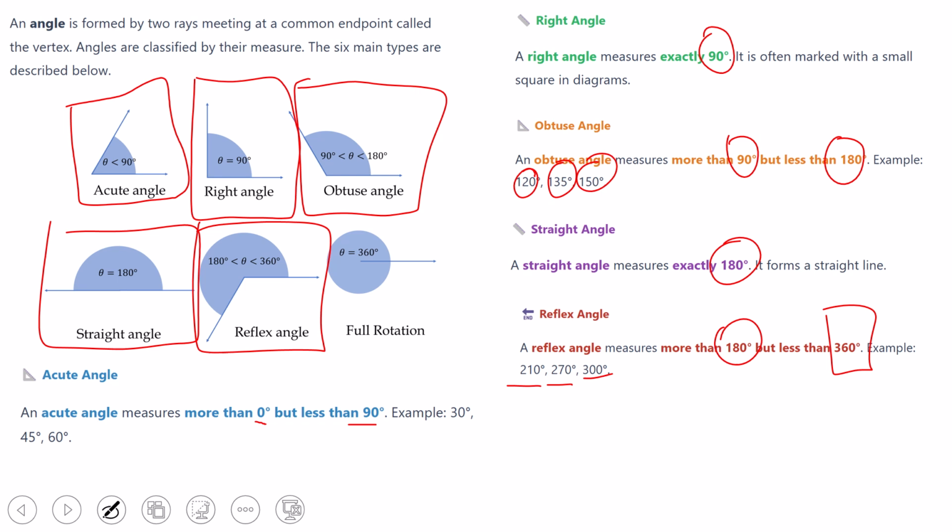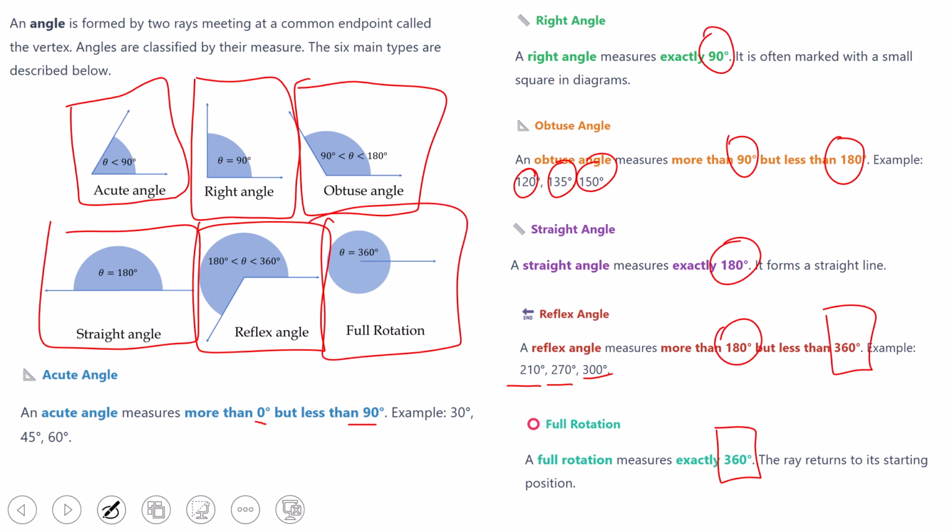And then we can talk of the final one, that is the full rotation or the angle at a point. A full rotation measures exactly 360 degree. That is for a complete circle, a complete rotation. Okay, so that is what we have indicated over here. So a 360-degree measure is a full rotation. Now these are the six major or six main types of angles.